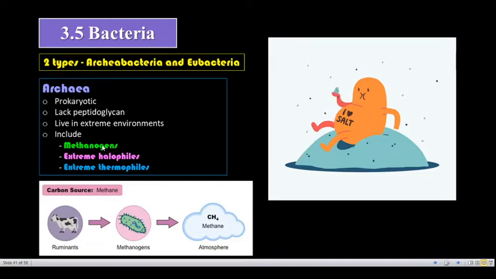Now, let's go to methanogens. Ano ba yung methanogens? Your methanogens class, they are found inside the gut of the animals. Sa loob ng tiyan ba? Sa intestines ng animals natin. They can also be found in deep layers of marine sediments, sa sand, okay? And then you can also find them in hydrothermal vents.